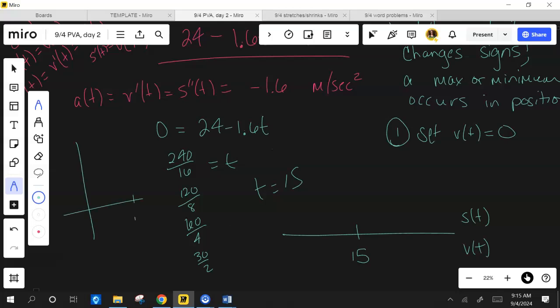What's happening? Here's 15. Am I doing this? Am I doing this? Or am I doing this? Okay, because that's going to determine whether I'm a high, a low, or I'm just continuing.